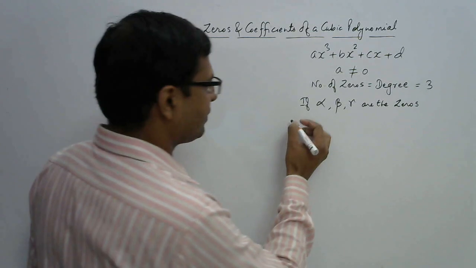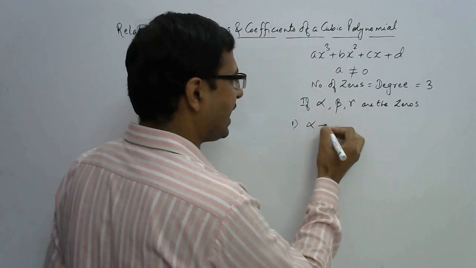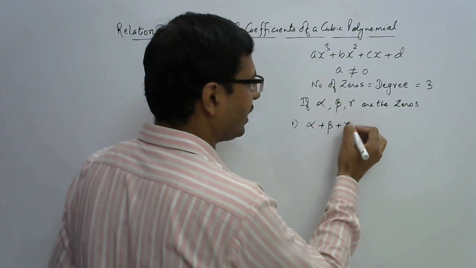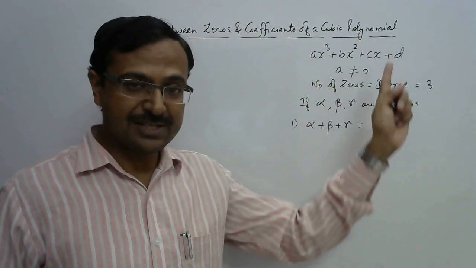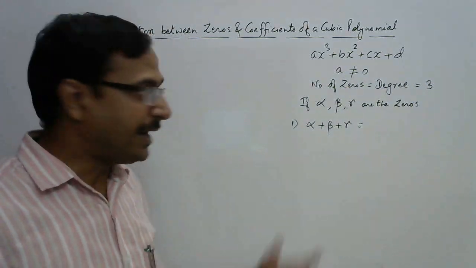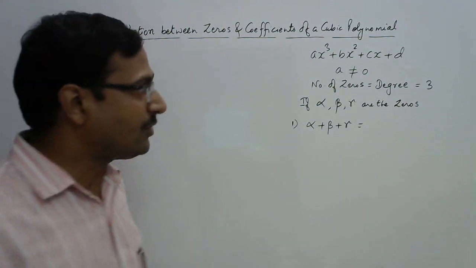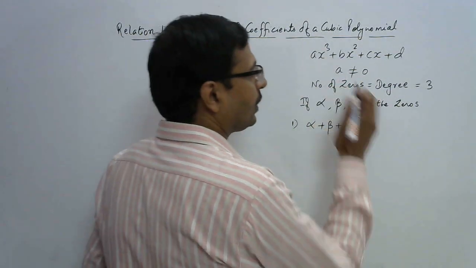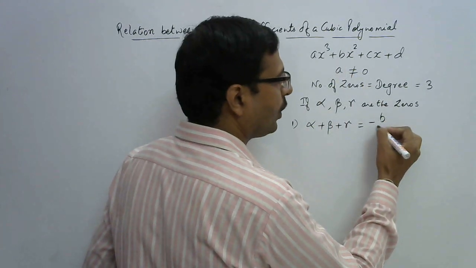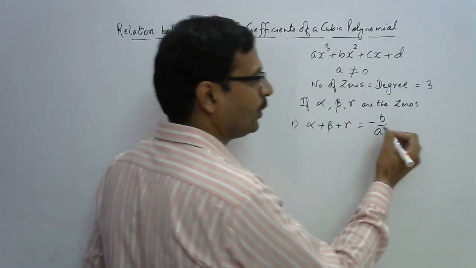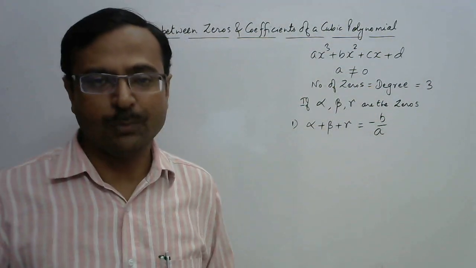The first relationship is regarding the sum of zeros, that is alpha plus beta plus gamma. Whatever 3 values are the zeros of this cubic polynomial, if you find the sum of those 3 zeros, then that will be equal to negative coefficient of x square upon coefficient of x cube. Very important relationship, and so many problems are found in books.